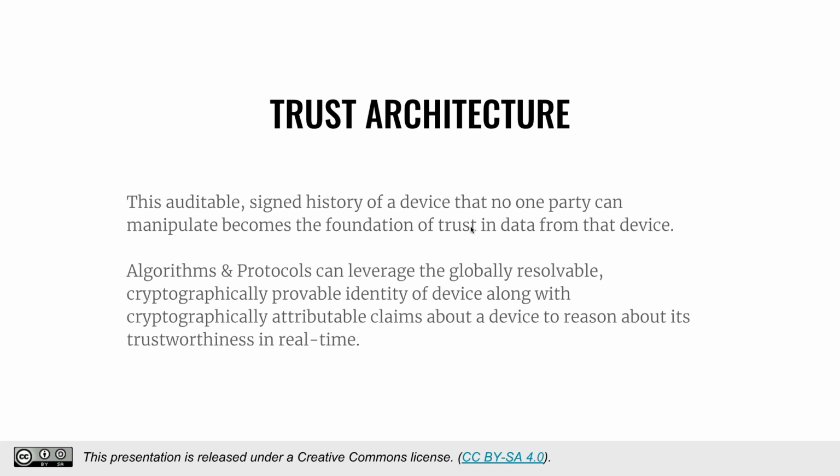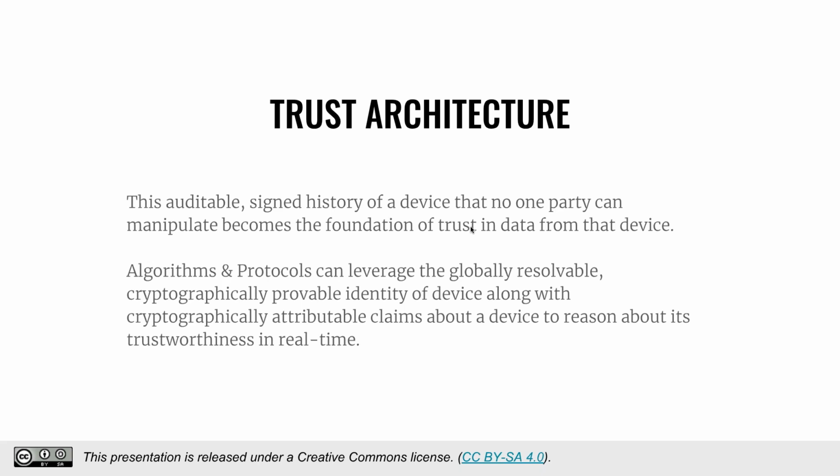So, okay, this auditable signed history of a device that no one party can manipulate becomes the foundation of trust in data from that device. And similarly, if the device is a controller, trust in the fact that it will control what you want it to control. So algorithms and protocols can leverage this globally resolvable, cryptographically provable identity of a device, along with cryptographically attributable claims about a device, to reason about its trustworthiness in real time. And all of this put together is new and incredibly interesting.